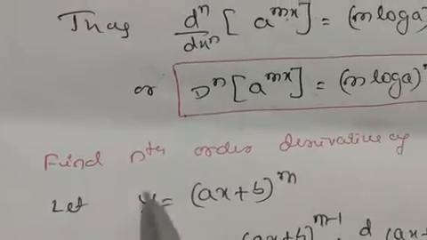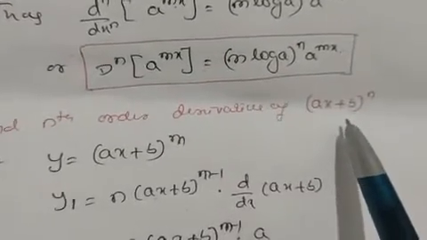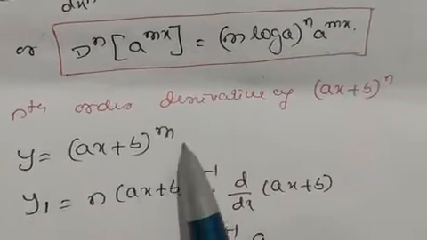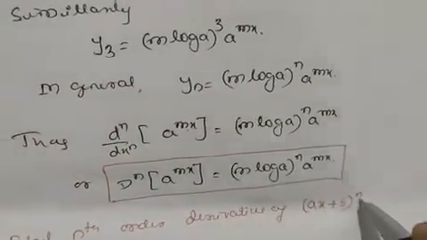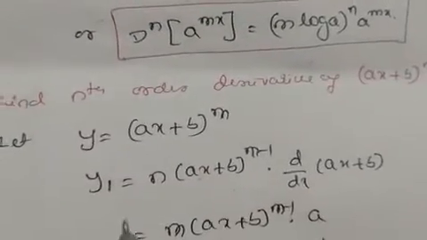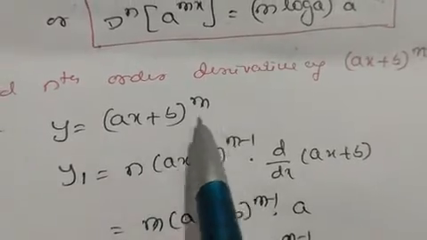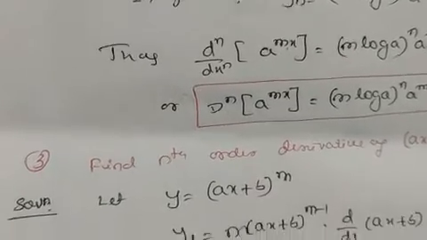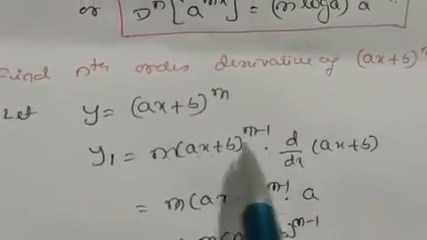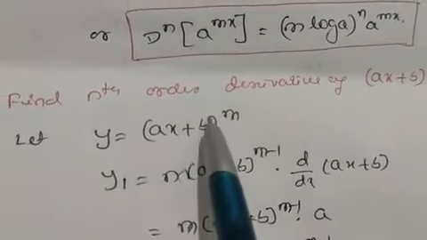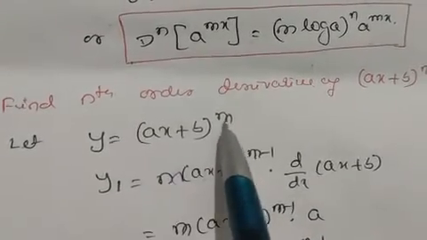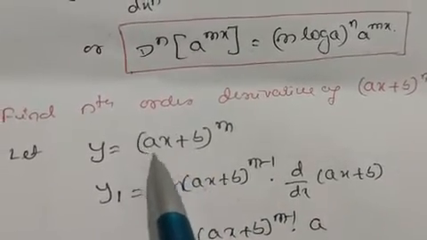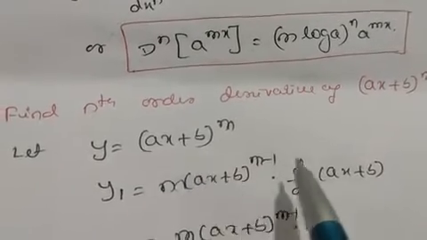Take one more. Find nth order derivative of ax plus b raised to m. Take this one as y. Let y is equal to ax plus b raised to m. Take this one as m, not n. So now y1, that is the differentiation of ax plus b raised to m. It is like m into ax plus b raised to m minus 1 into derivative of this base. That is, here it is like derivative of x raised to n. We know derivative of x raised to n is n into x raised to n minus 1. Again you have to see this base. It is not x. If it is other than x, then you have to differentiate this once again.